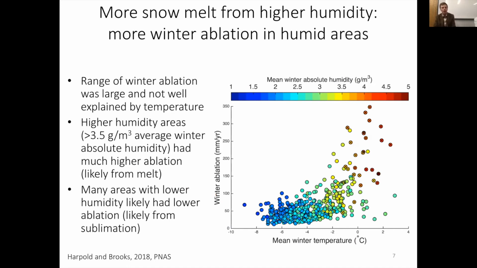we can see that while there is generally more winter ablation at higher temperatures, in fact the sites with higher humidity in the winter really show a dramatic increase in the winter ablation. And there's a cutoff around 3.5 grams per cubic meter of absolute humidity where we really see a pickup in the amount of winter ablation for the same temperature.